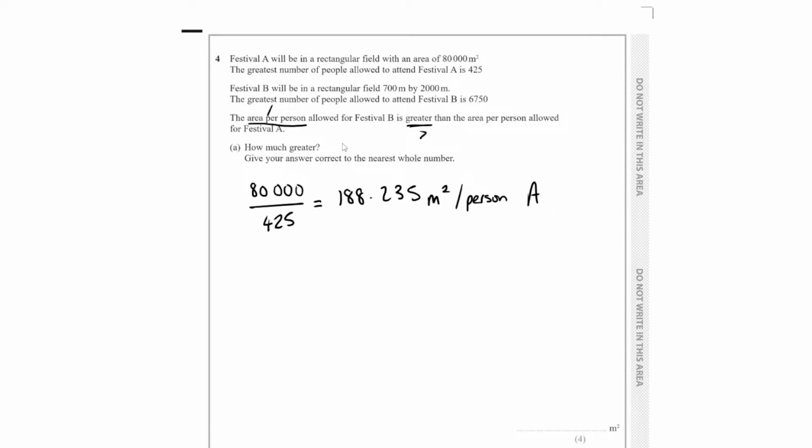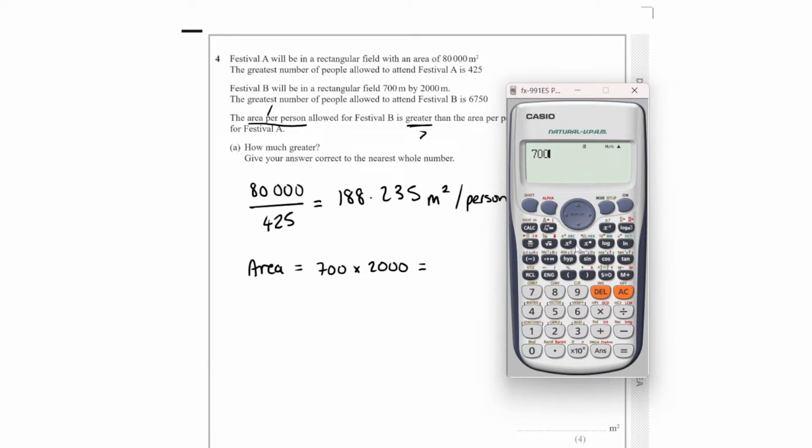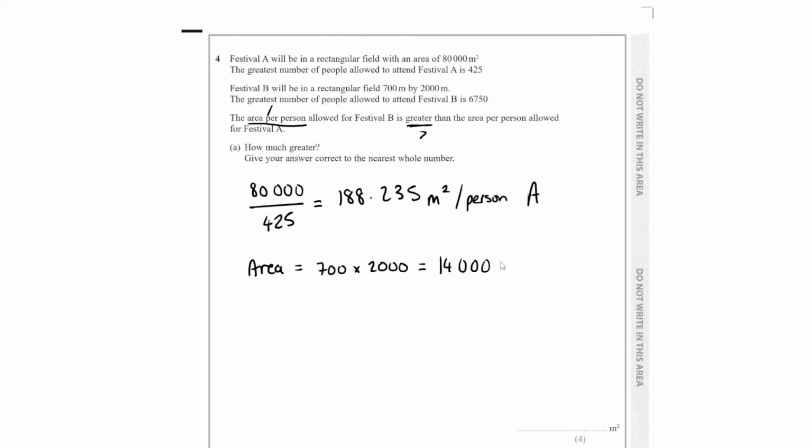So B, though, we do actually need to do a bit more, because you see how they haven't told us the area, they've just given us the dimensions. So we'd actually have to work out the area first, which, because it's a rectangle, you just multiply both sides together, both dimensions. You can work that out yourself, or you can type it into the calculator to double check. Just make sure you have enough zeros. So we've got 700 by 2000. So you've got 14 and then 5 zeros, 1, 2, 3, 4, 5. Make sure you get that right. So that's 1,400,000 meters squared.